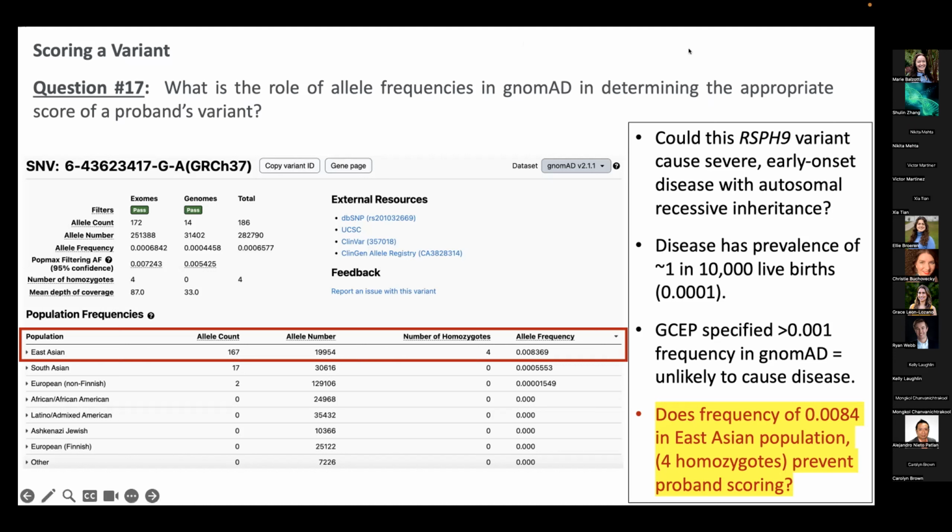So thanks for thinking about this, folks. Just a quick reminder, severe early onset disease is what we would expect from a homozygote, with two disease-causing variants.